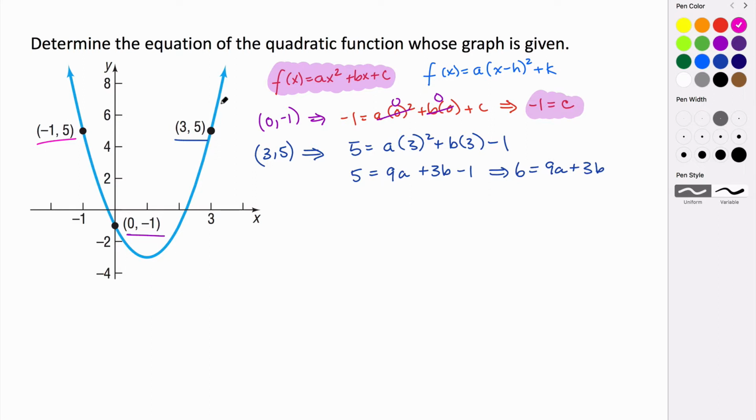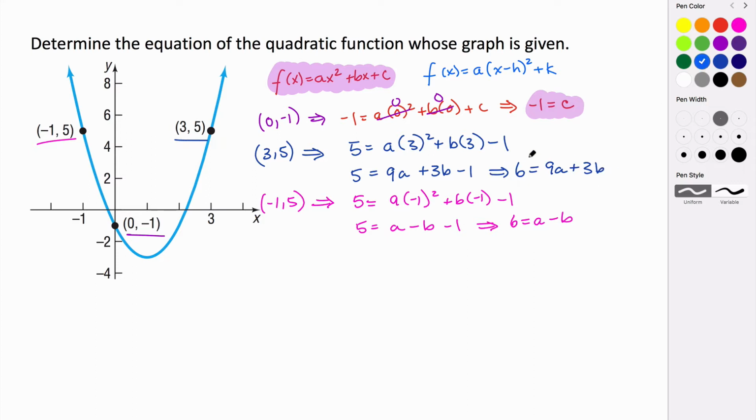And let's use this last point, plug it in, and hopefully get another equation that we can use to solve. So (-1, 5). We have 5 equals a times -1 squared plus b times -1 plus c, which is -1. -1 squared is +1, so a times 1 is just a. B times -1 is -b, minus 1. Again, we can add 1 to both sides, and from this we get 6 is equal to a minus b.